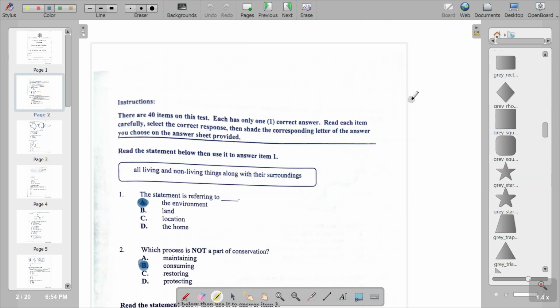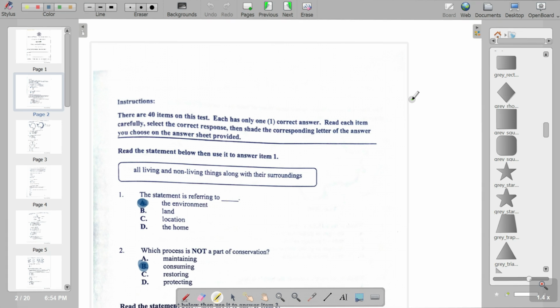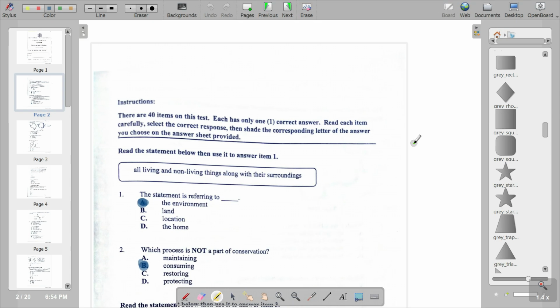All right, so I've already done the test. I just want to go through and show you how I got the answers, and you can agree or disagree. Just let me know what you think in the comment section. The instructions read: there are 40 items in this test. Each has only one correct answer. Read each item carefully. Select the correct response, then shade the corresponding letter of the answer you chose on the answer sheet provided. Okay, so let's move forward.